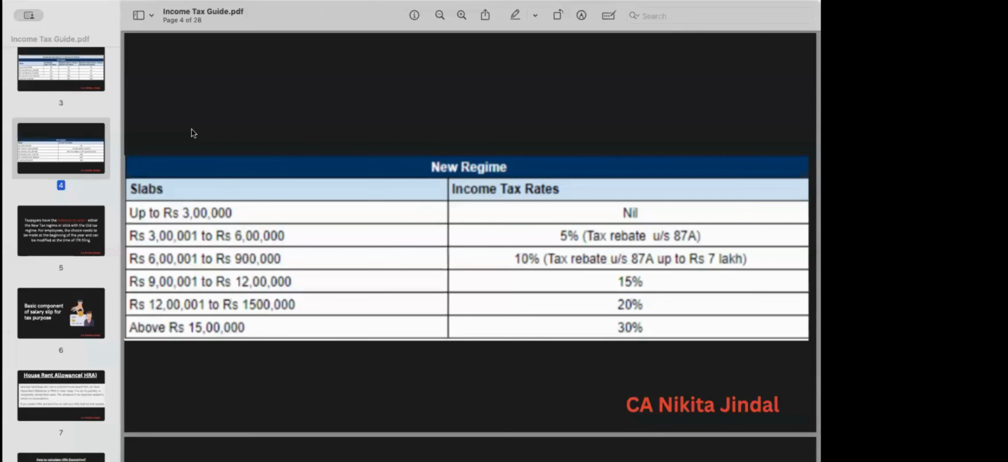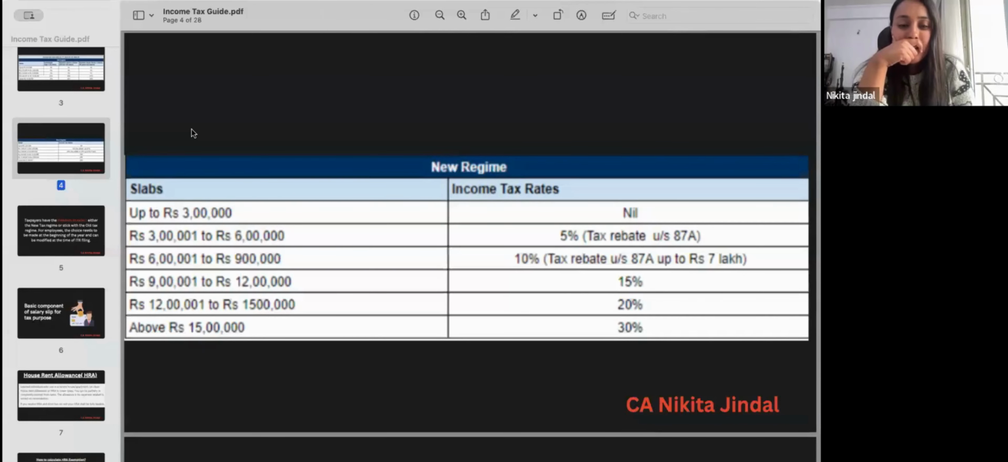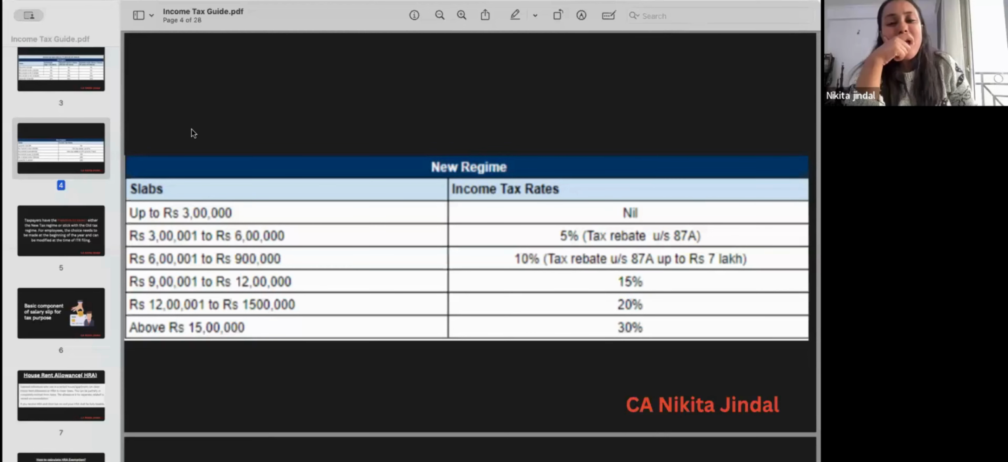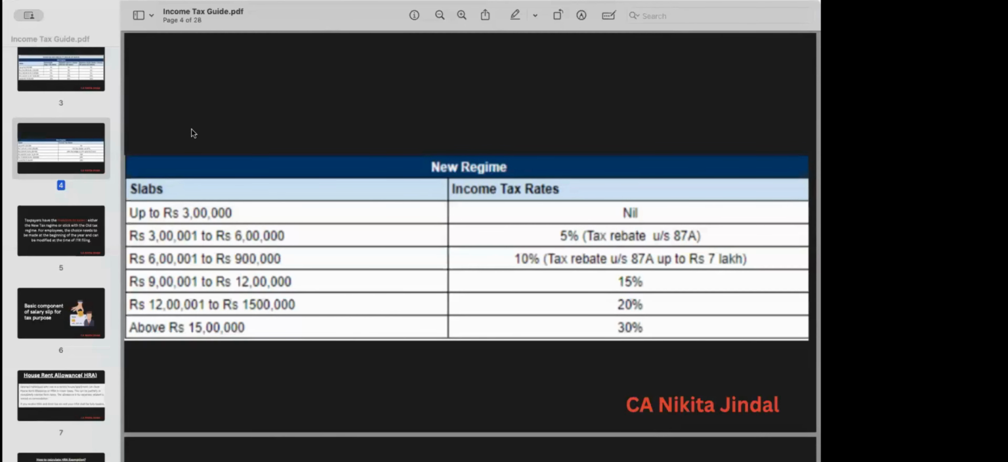Okay. When to submit ITR for current year? July is the due date, but you can submit before that only. You can submit in April, May. Okay.